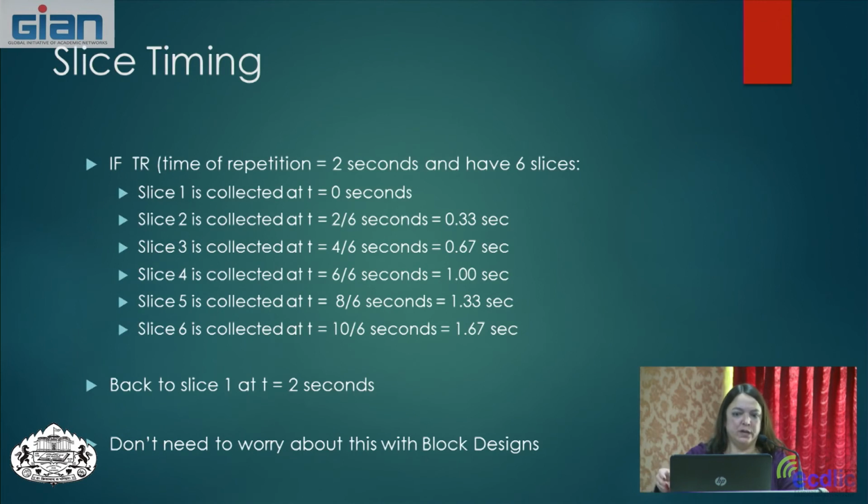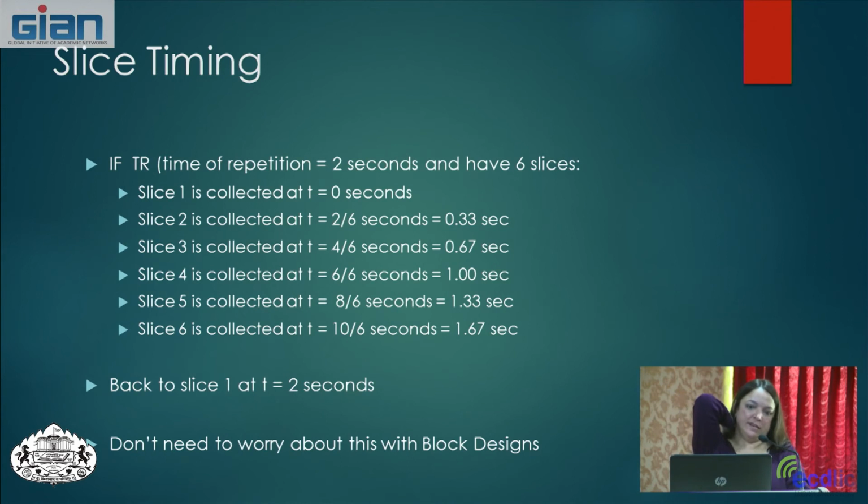And this kind of shows you again. If we have a TR of 2 seconds and we have 6 slices, the first slice is collected at t equals 0, but the second slice is actually collected at 2/6, or 0.33 seconds. The third slice is at 4/6, or 0.67, and so on. So that when we get to slice 6, it's actually collected at 10/6, or 1.67 seconds, so that we get back to our slice 1 at 2 seconds. So you can see how the timing is staggered as we go along.